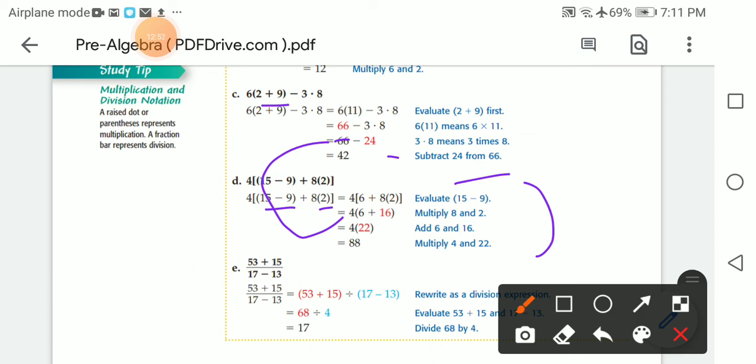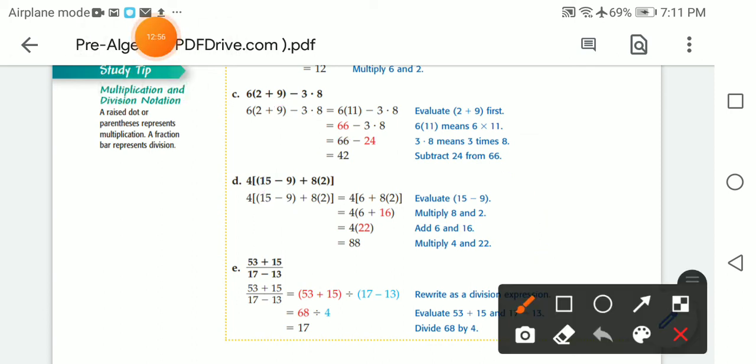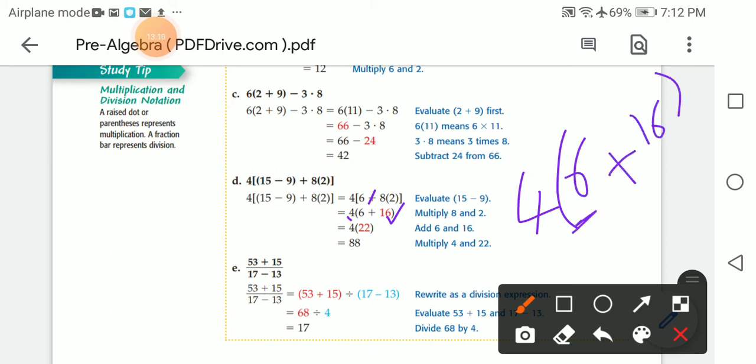So I have here, okay, clear this to make it more clear for you. 15 minus 9 gives me 6. And 8 times 2 gives me 16. And the 4 outside means multiply. When I see something like this, 4 times 6 plus 16, what does this bracket mean? Times.